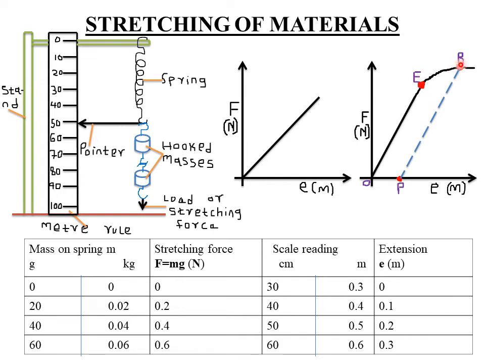This is where the material does not regain back its original size, or the material undergoes what we call permanent extension. Then point B is the yield point. Beyond this point, the material breaks. So beyond point B, which is our yield point, the material breaks or snaps. So that is how we explain the two graphs.